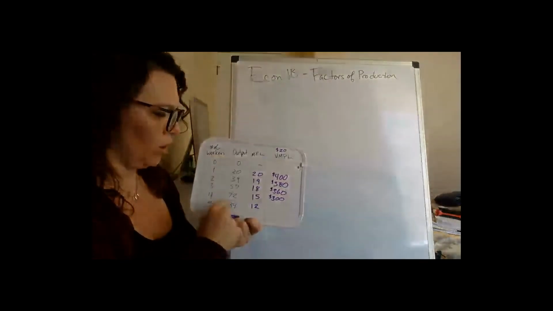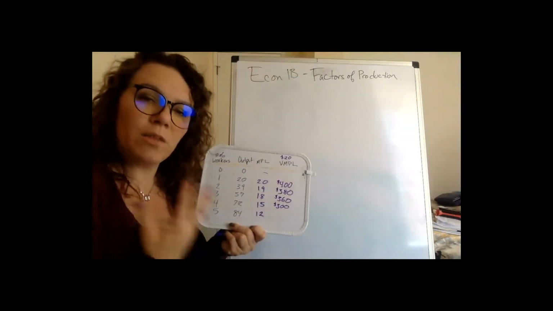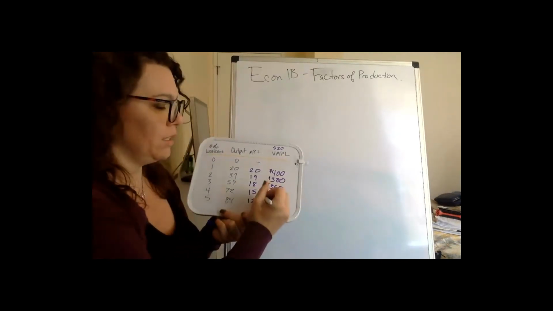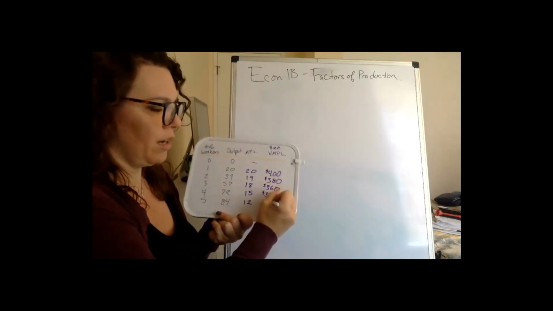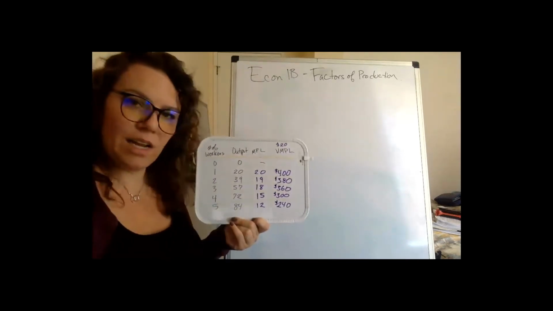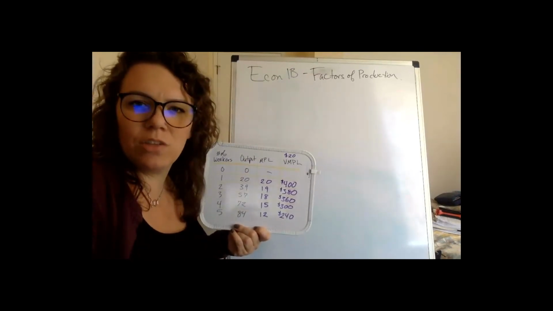And then the fifth worker produces 12 coffee mugs. Each one can be sold for $20. So the value of that fifth worker's productivity on the margin is going to be $240. Pretty cool, right? So far, so good. Not too complicated now that we're experts in productivity and so many other things.